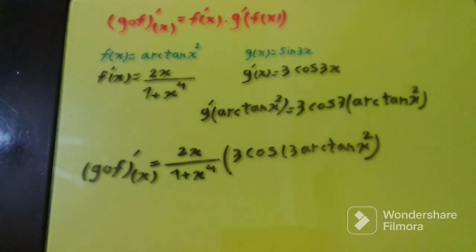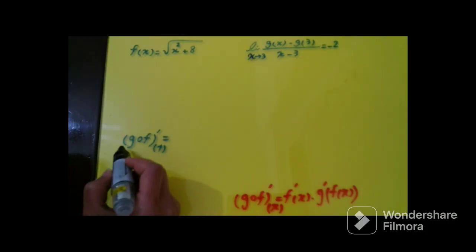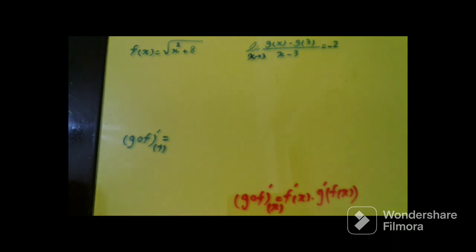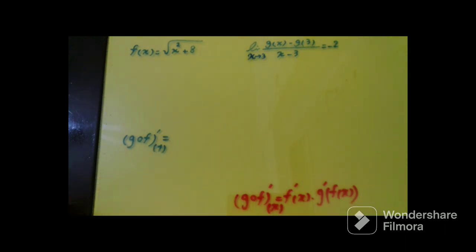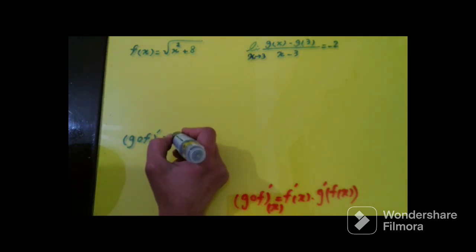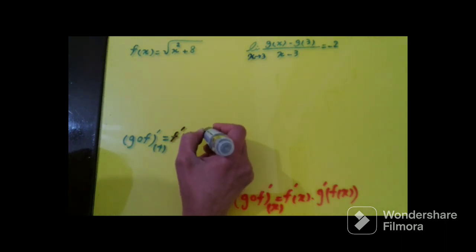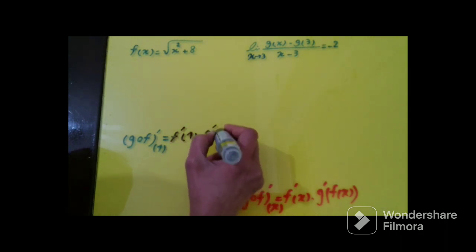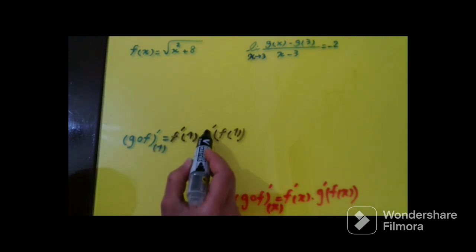Next problem. Okay guys, in this example we should find the derivative of g of f in 1. As we want to find the derivative in 1, we should replace 1 instead of x in the chain rule. So it will be f prime of 1 times g prime of f of 1. Now we should find f prime of 1, g prime and f of 1.